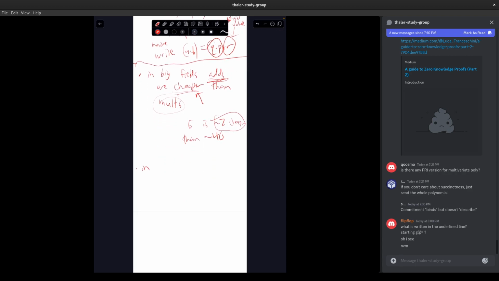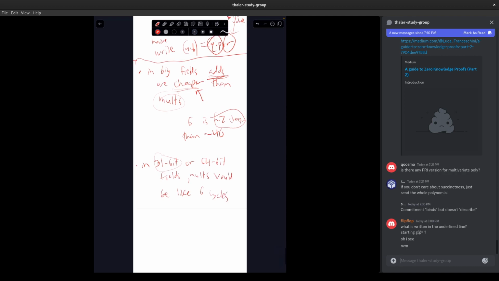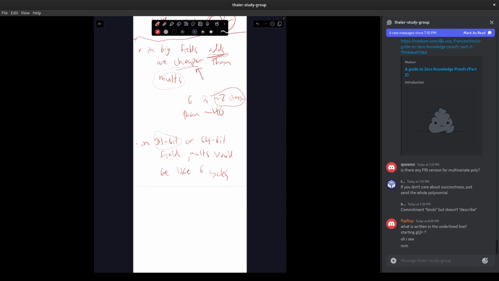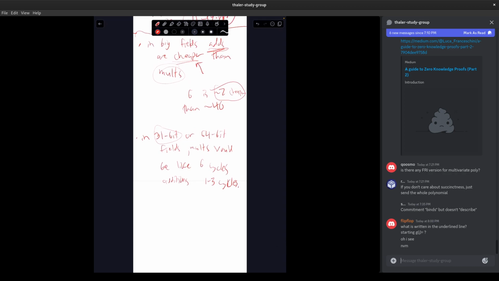In 31-bit or 64-bit fields, the multiplications would typically, I think, not be done with Montgomery multiplication, certainly not in 31-bit fields. And they can be as low as like 6 cycles or something. I don't know the exact count. I haven't looked at it recently. And additions can be as little as like 1 to 3 cycles, I guess. Okay. So it gets pretty annoying to compare.